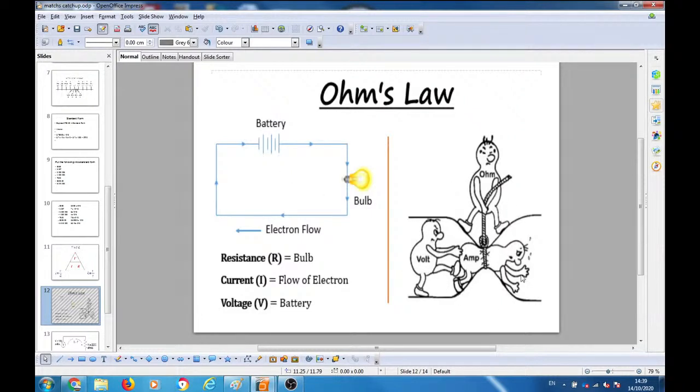This is a diagram, I think you've seen it before, just to illustrate what's happening. So a voltage will drive the current, and the resistance tries to restrict the current flow. And the resistance is normally like a consumer unit. It could be a bulb, it could be a phone, it could be anything that represents a resistance. So it doesn't necessarily have to be a resistor.